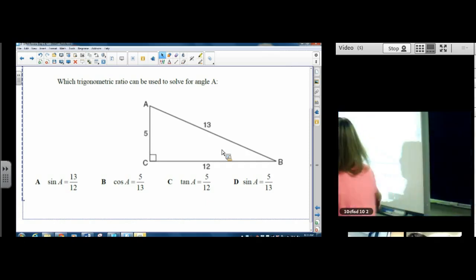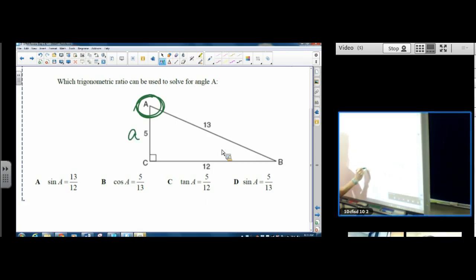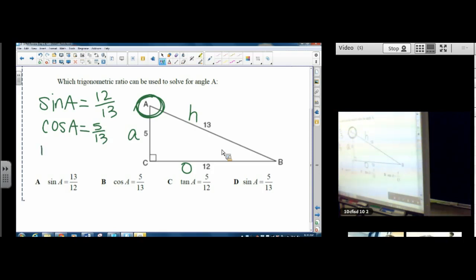What you do first is you circle the angle and you label all the sides compared to that angle: adjacent, opposite, and hypotenuse. So, let's set up all the ones we could set up. Sine of A would equal opposite 12 over hypotenuse 13. Cosine of A would equal adjacent 5 over hypotenuse 13. Tan of A would equal opposite over adjacent.